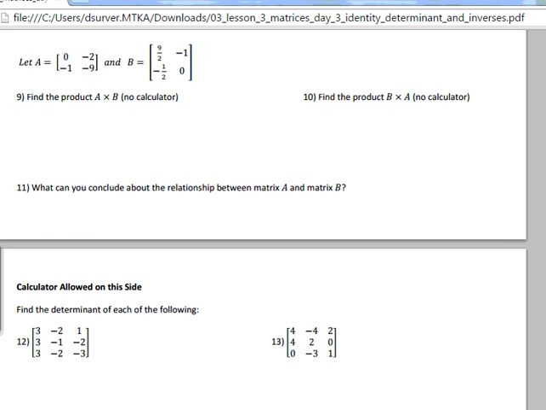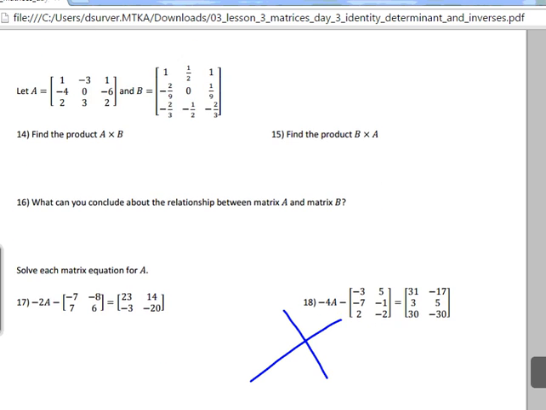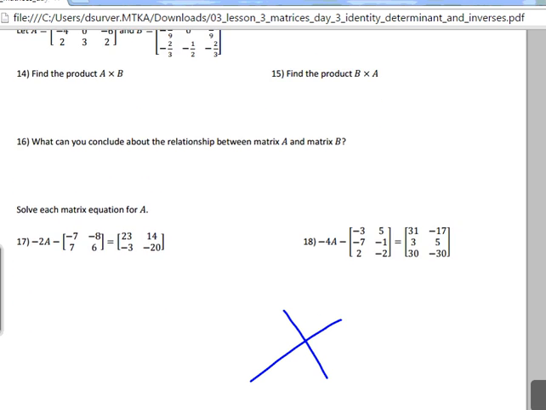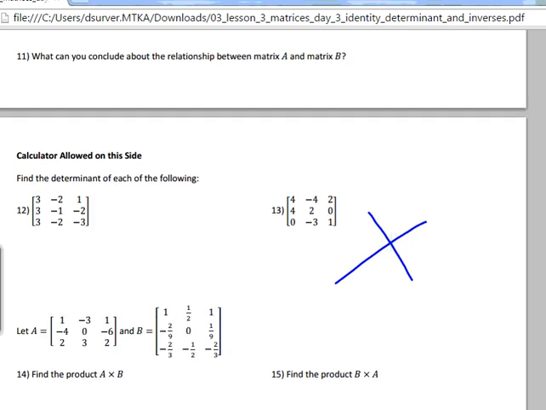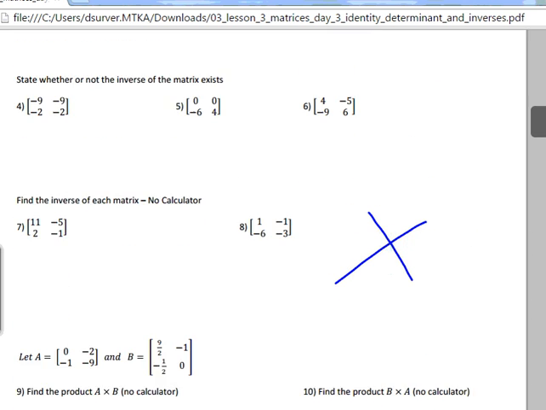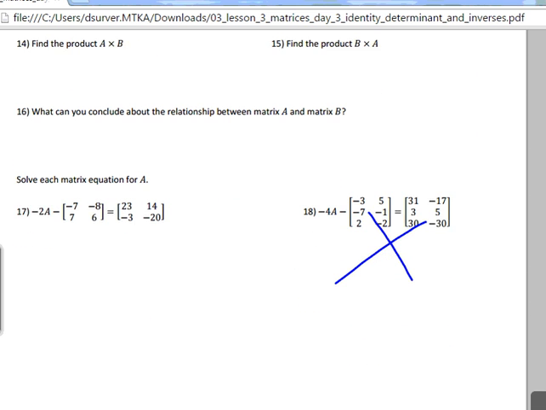I will let you skip on the calculator allowed side. Skip number 13. Just do number 12 there. And you can skip number 18 also. That'll make this a reasonable size for tonight. 3, 6, 13, and 18 are skips.